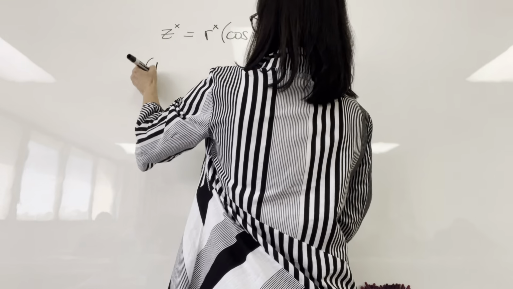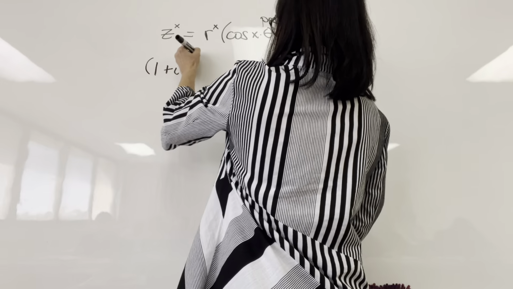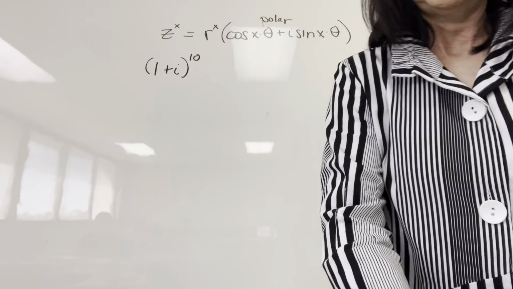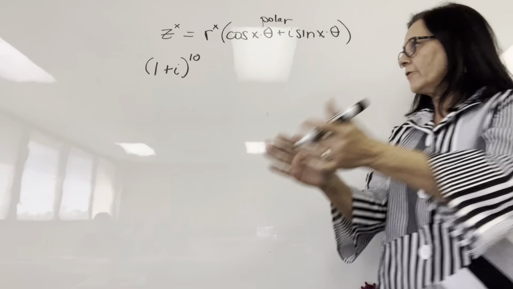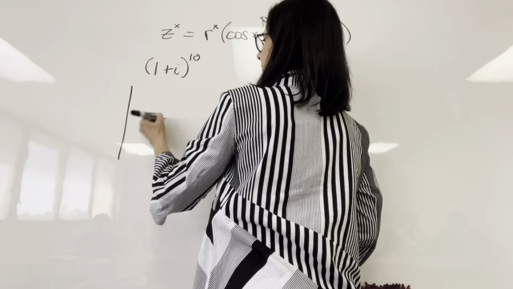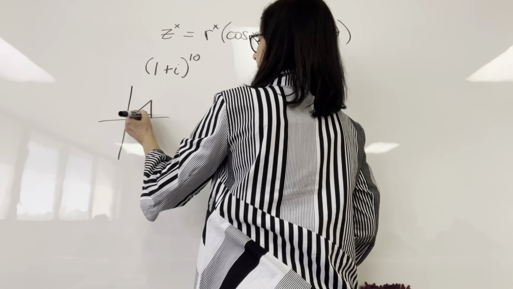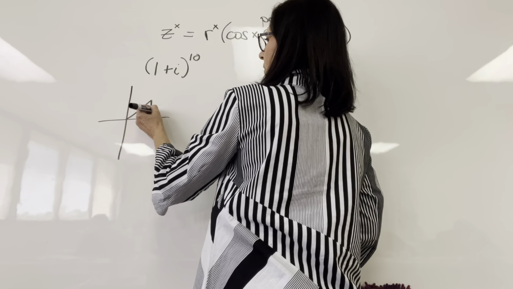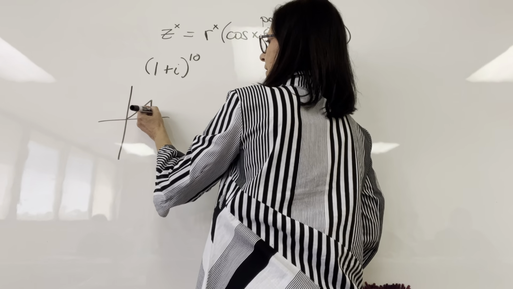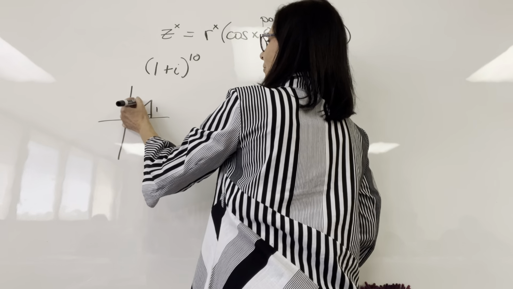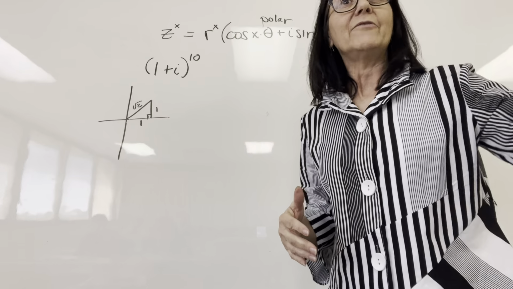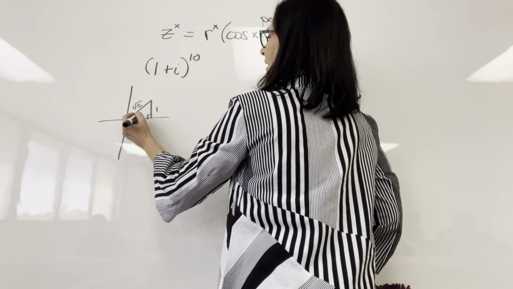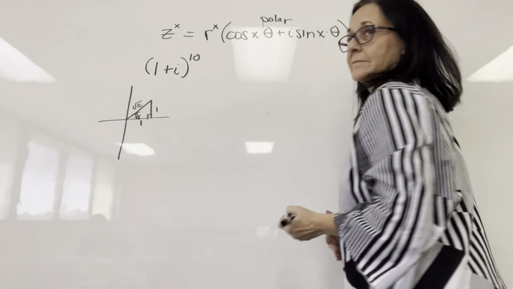Now we're going to do 1 plus i to the 10th power. What's the first thing I do? Draw the triangle. What quadrant are we in? First one. It's a 1, a 1. Square root of 2. So what's the angle? 45. And in radians? Pi over 4.